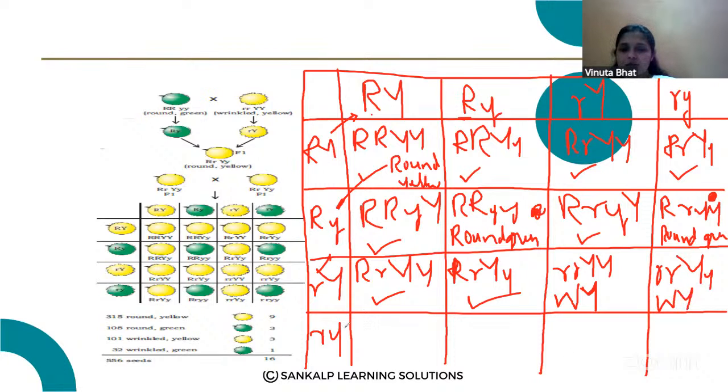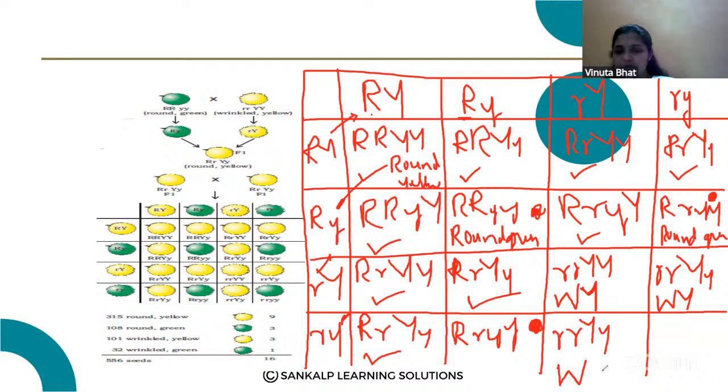Then check the last row, this row with the first row, capital R, capital Y, small y. This is also round yellow seeds. Then capital R, small y, small y. This is here round green seed. Okay. So this is also round green seed. Then this one, small r, capital Y, small y. This is also wrinkled yellow seed. Last one, small r, small y, small y.